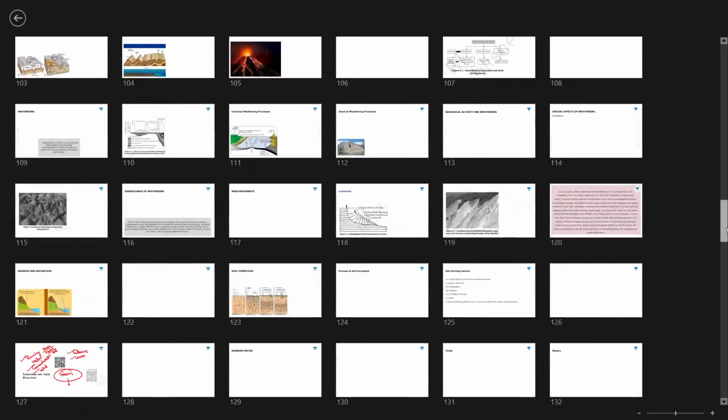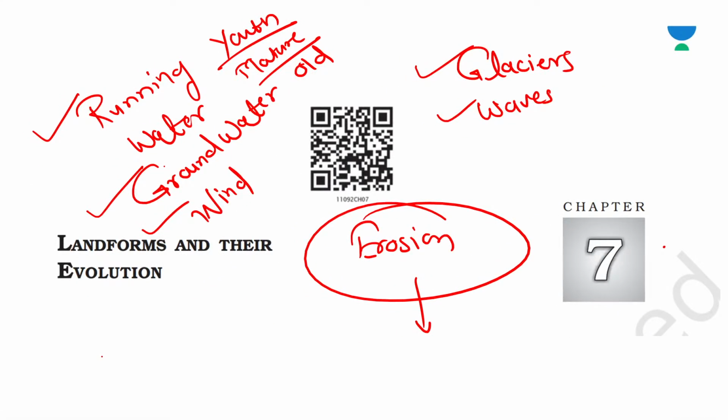then we have discussed landforms and their evolution, where we have covered geomorphic processes and agents like running water, which is summarized as youth, mature and old, then erosional landforms, groundwater and wind also we have discussed.